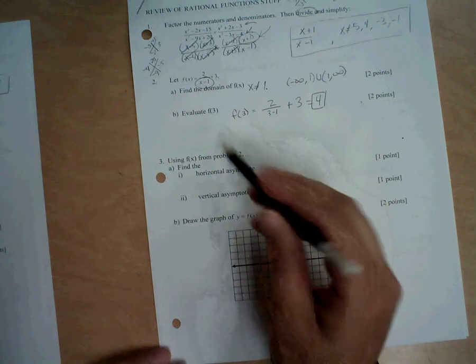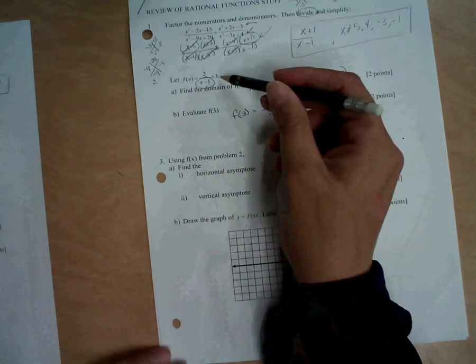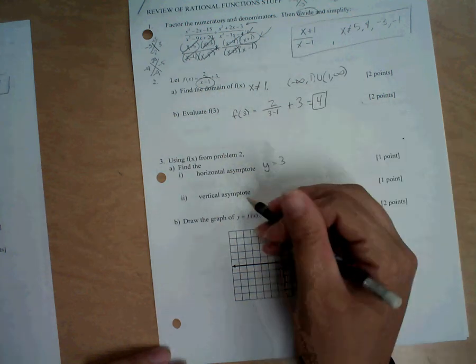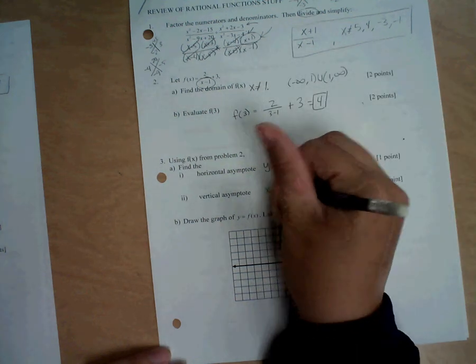From the same problem, we're going to find the horizontal asymptote. That's how much it got moved up. So that's going to be at y equals 3. And the vertical asymptote is what x can't equal. So x is equal to 1.